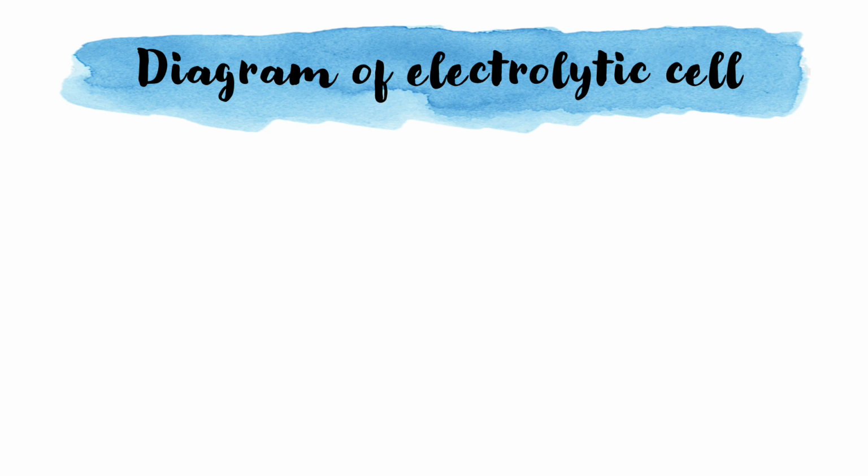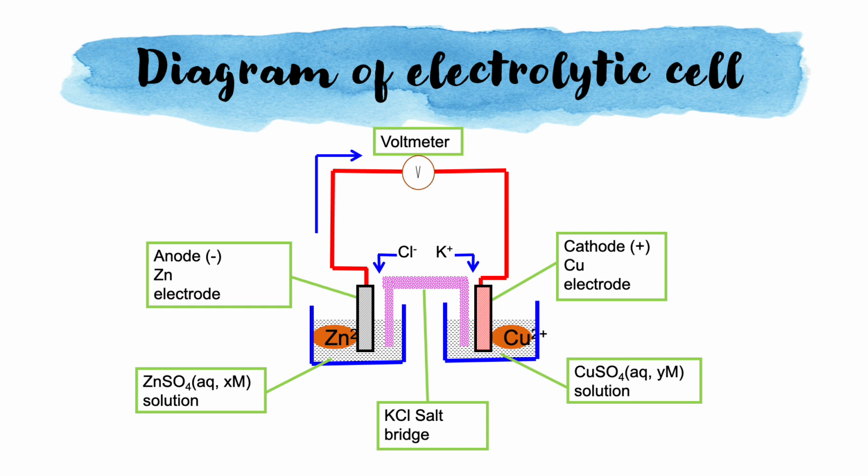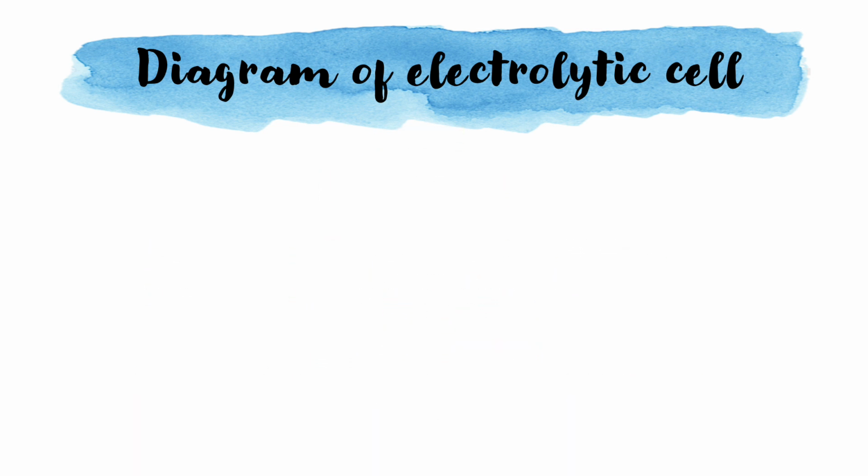Now let's learn how to draw the diagram of an electrolytic cell, shall we? What I can say about the diagram of an electrolytic cell is that it is much simpler than the diagram of the voltaic cell, like this one. Firstly, we start by drawing the cell. The long line represents the positive terminal. The short line represents the negative terminal.